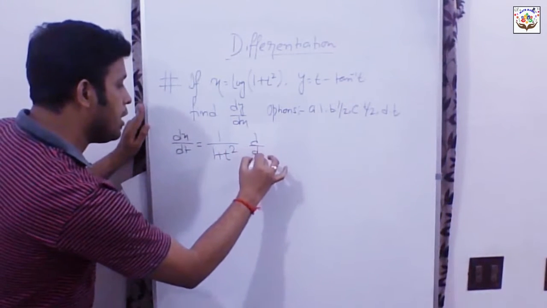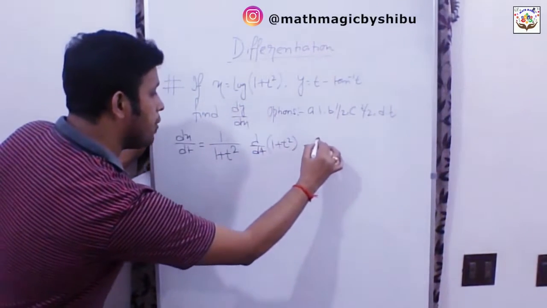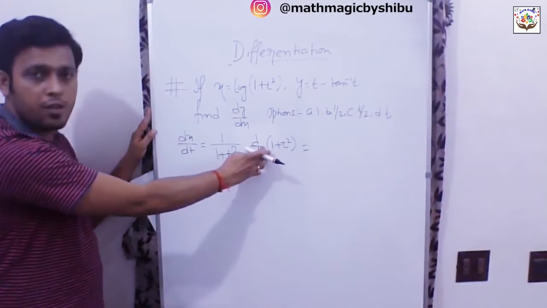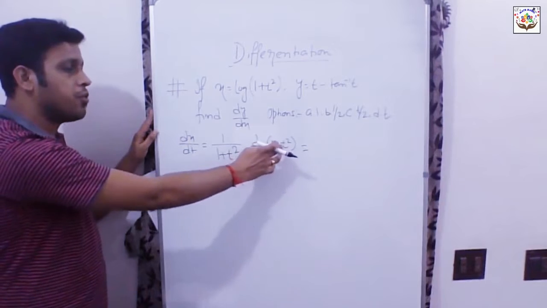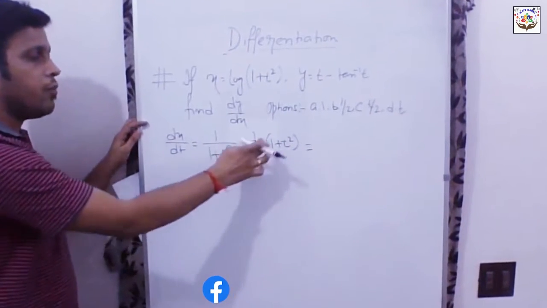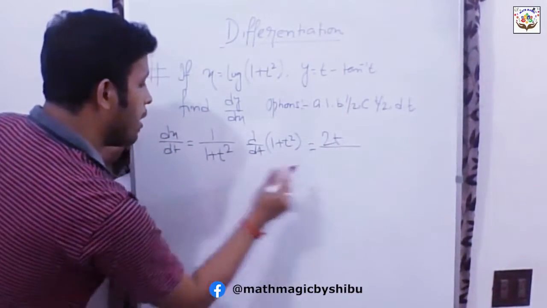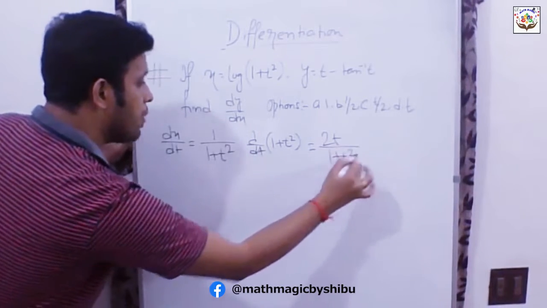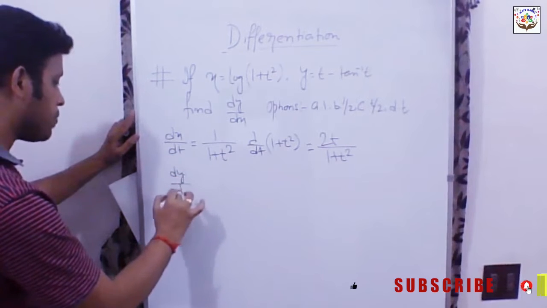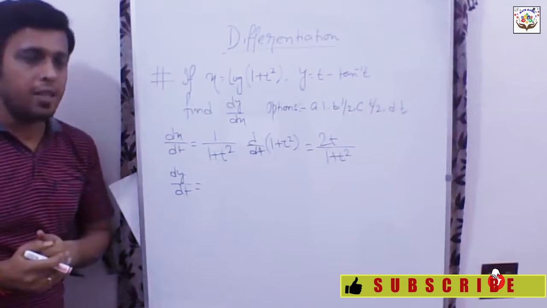So d/dt of (1 + t²), right? So it will be d/dt of 1 will be 0 as 1 is a constant number, and d/dt of t² would be 2t. Just like d/dx of x² is 2x, so d/dt of t² would be 2t. So it will be 2t divided by (1 + t²). It is dx/dt. Similarly, we will differentiate y equals t − tan⁻¹ t with respect to t.